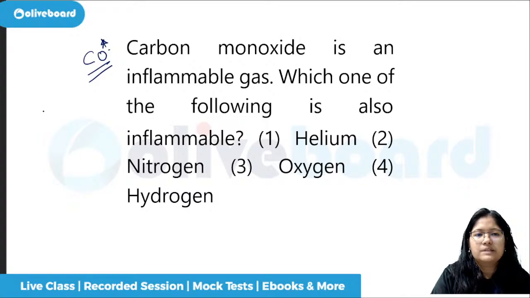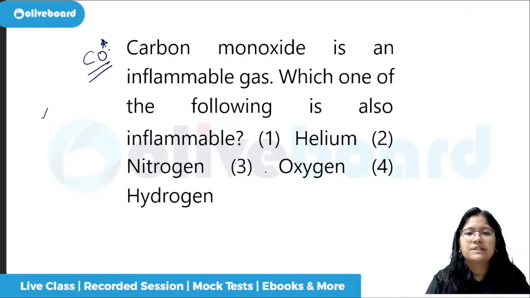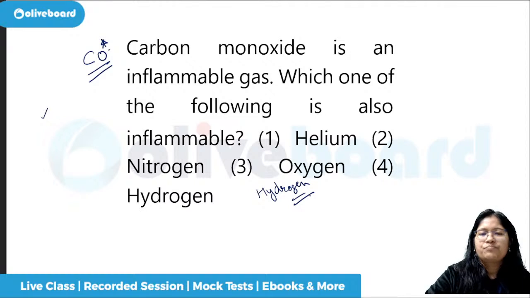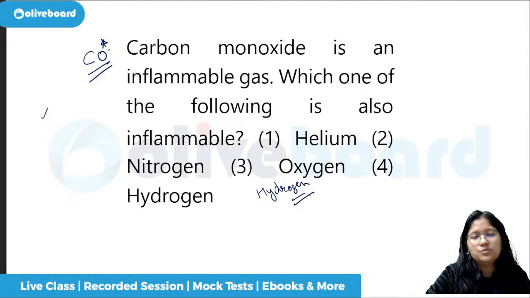Oxygen will support the burning process, but which of these is inflammable in itself? It is hydrogen. So 4 is the correct answer. Hydrogen is an inflammable gas. That is why it is not used in balloons, etc. Helium gas is used and not hydrogen gas.